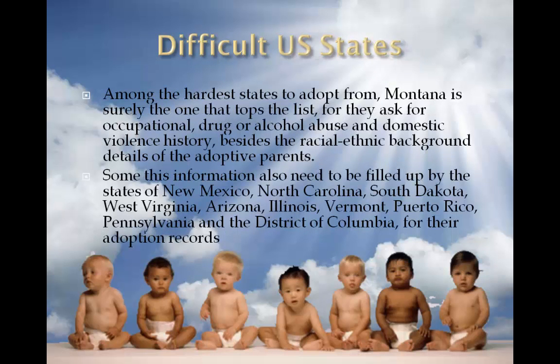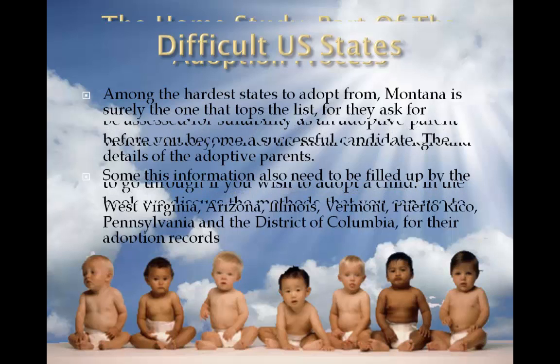7. Difficult U.S. states. Among the hardest states to adopt from, Montana is surely the one that tops the list, for they ask for occupational, drug or alcohol abuse and domestic violence history, besides the racial and ethnic background details of the adoptive parents. Some of this information also needs to be filled out for their adoption records by the states of New Mexico, North Carolina, South Dakota, West Virginia, Arizona, Illinois, Vermont, Puerto Rico, Pennsylvania and the District of Columbia.